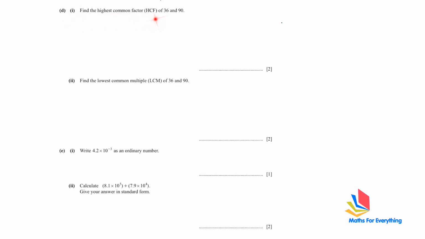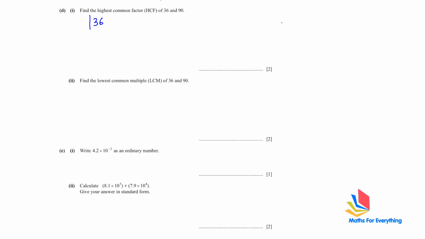Find the highest common factor of 36 and 90. The next part of the question tells us to find the lowest common multiple, or LCM, of 36 and 90. When you have to find HCF and LCM in the same question, it's better to do the method I show you, prime factorization. Prime factorization can be done by the factor tree method or the one which I'm using now.